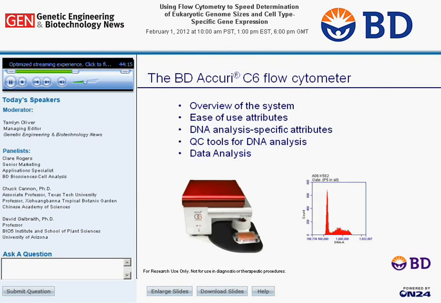Now that you have seen some of the interesting applications being done out there in the field with the Accuri C6, I just want to give you a brief overview of the system, point out some of the ease of use attributes, specifically relative to DNA analysis for those of you interested in this sort of application, and mention a couple of QC tools available through BD Biosciences, particularly for DNA analysis, and also mention ways that you can obtain cell cycle analysis from your C6 data.